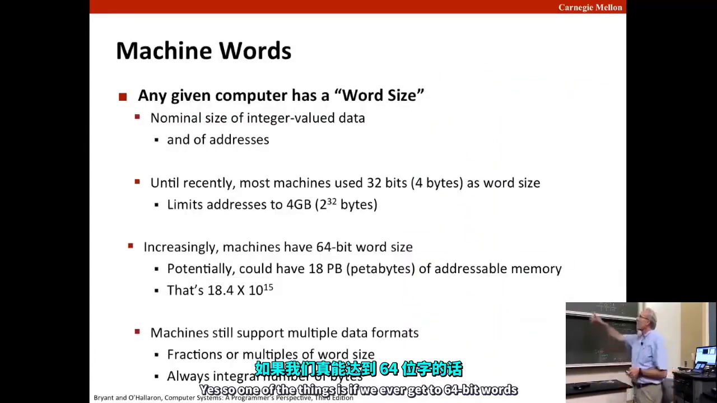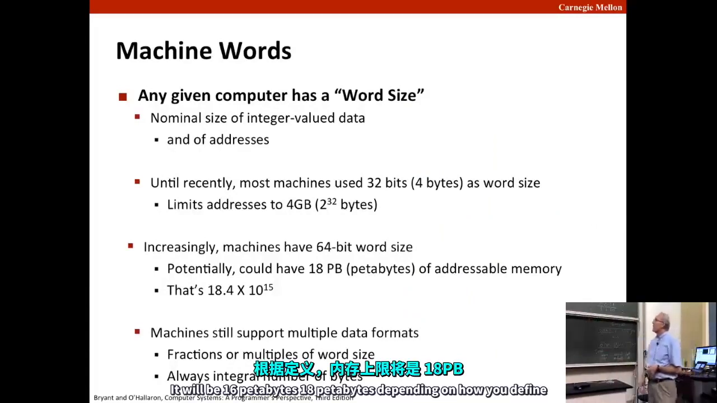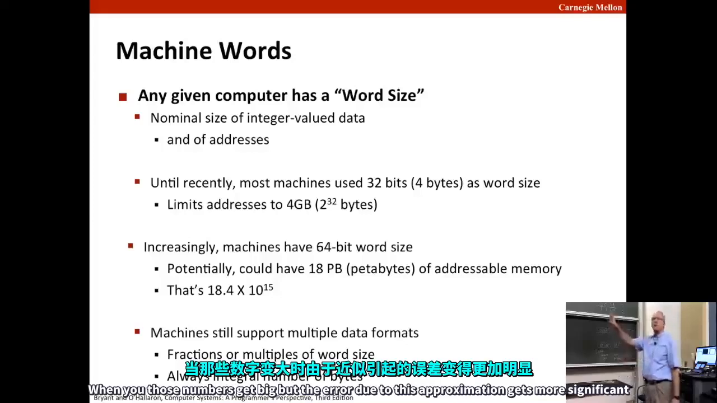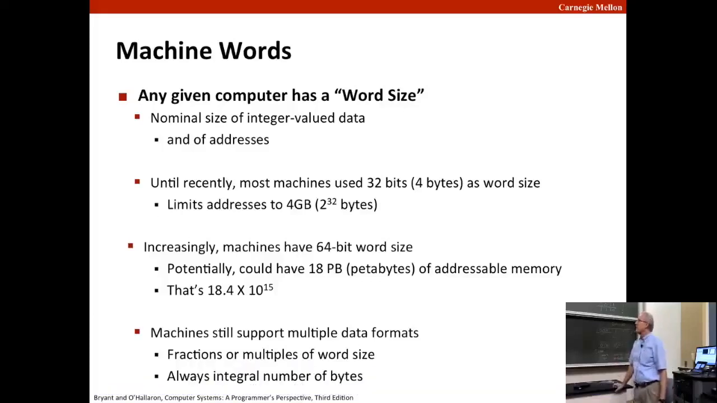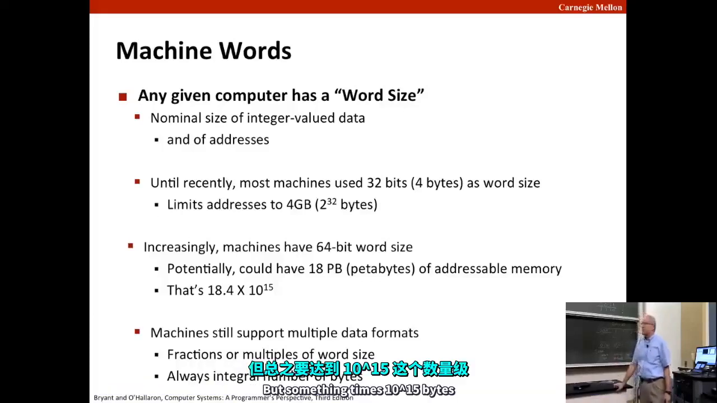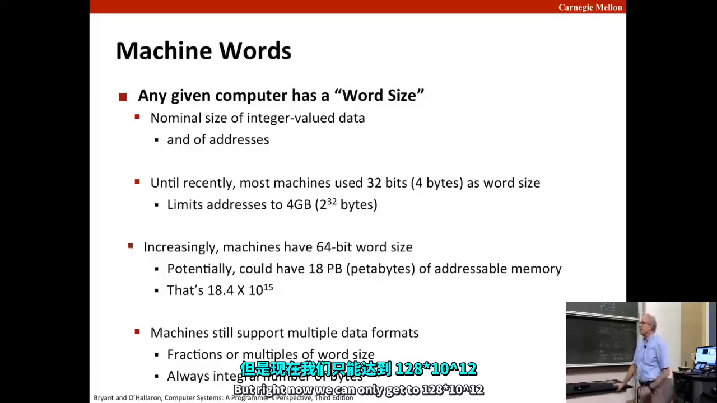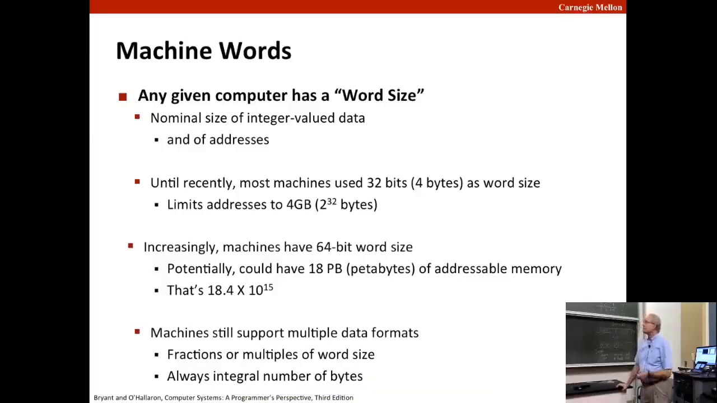Yes, so one of the things is if we ever get to 64-bit addresses, it will be 16 petabytes, or 18 petabytes, depending on how you define it. When those numbers get big, the error due to this approximation gets more significant. But it's something times 10 to the 15th bytes. But right now, we can only get to 128 times 10 to the 12th.